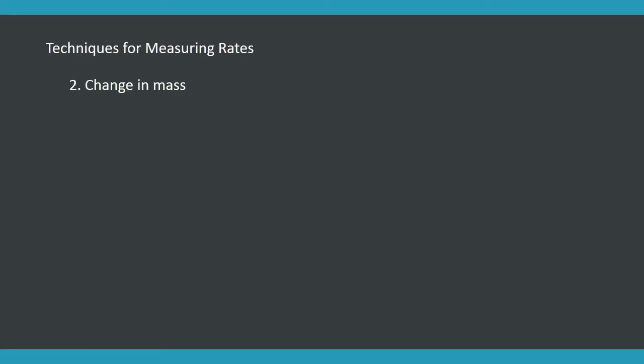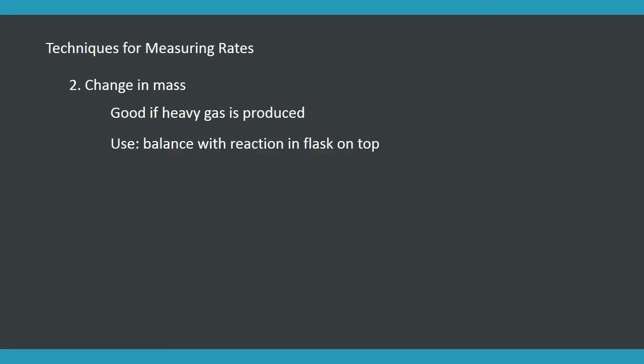Then we can look at change in mass. This is going to be good if you have a heavy gas that's being produced in a reaction. So if you're producing hydrogen gas, not a good method. But if you're producing a heavier gas like CO2, this can be done because CO2 is soluble in water at cooler temperatures. So you're not going to potentially get as much CO2 production in actual gas form, depending on the temperature of your water and your inverted burette. So you have to be careful with this.